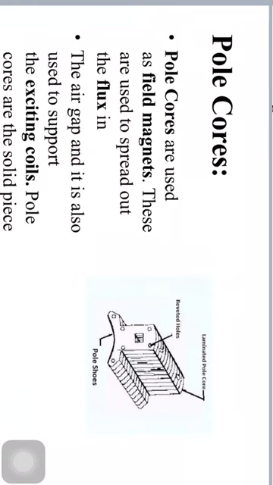Coming to poles, we have two parts: pole core and pole shoe. The function of the pole core and pole shoe are: the pole core basically carries a field winding which is necessary to produce the flux, and second, it directs the flux produced through the air gap to the armature core to the next pole.